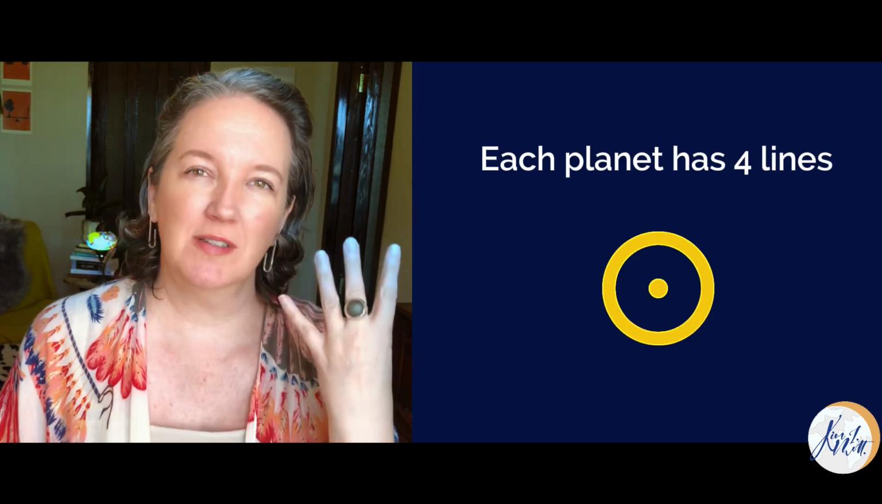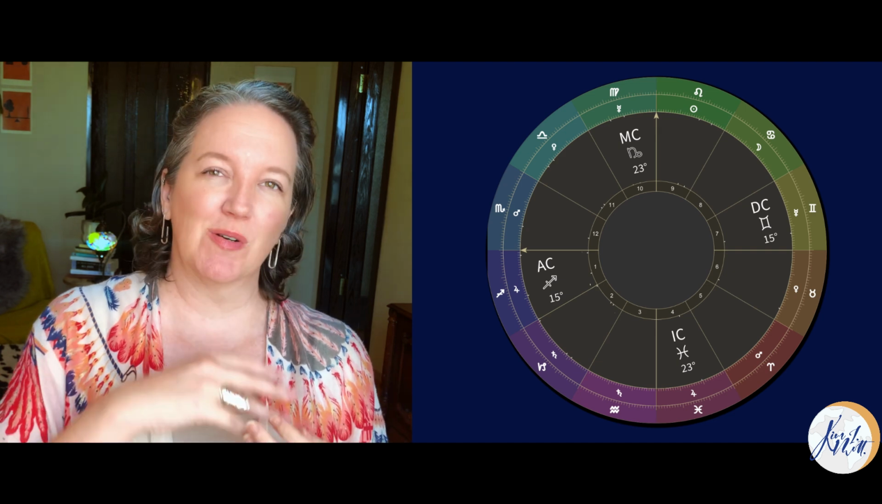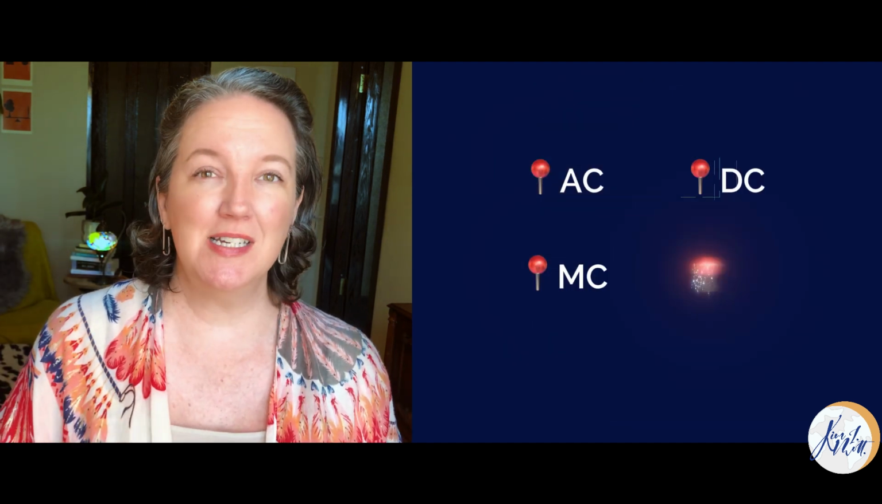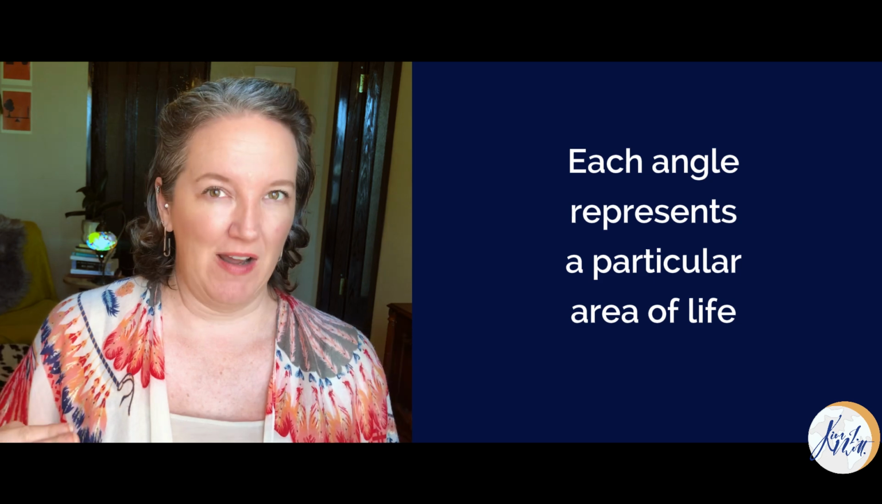There are 4 lines for each planet in astrocartography, so the sun has 4 lines as well. If you're not familiar with why there are 4, it's because there are 4 angles on your birth chart: the ascendant, the midheaven, the descendant, and the IC. They all have their own themes and represent certain areas of life.